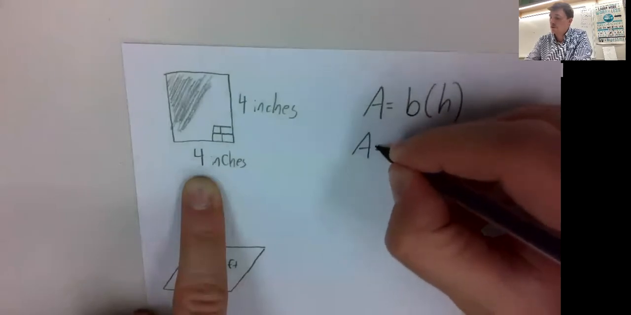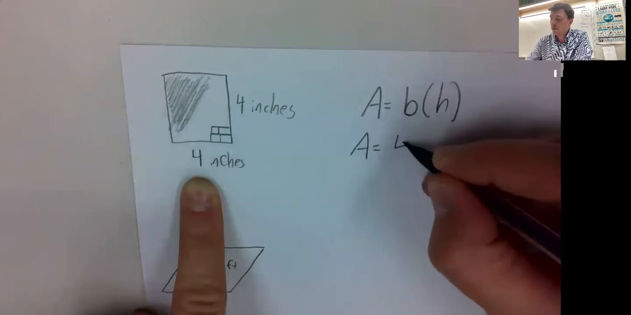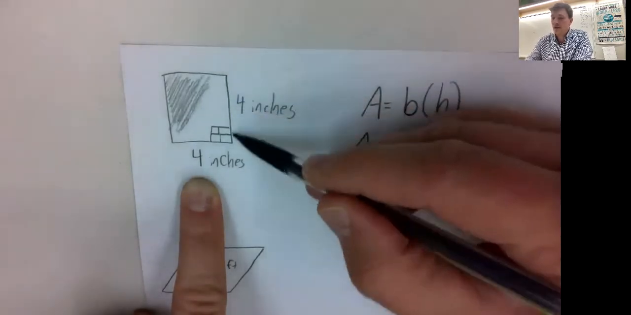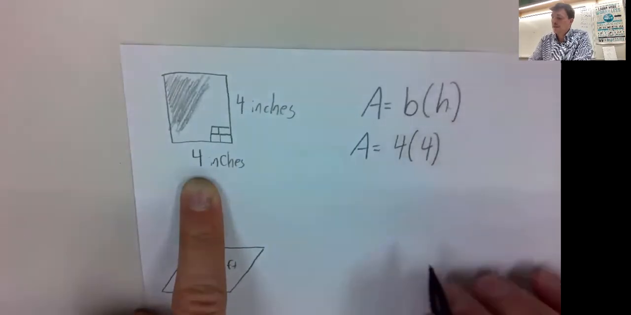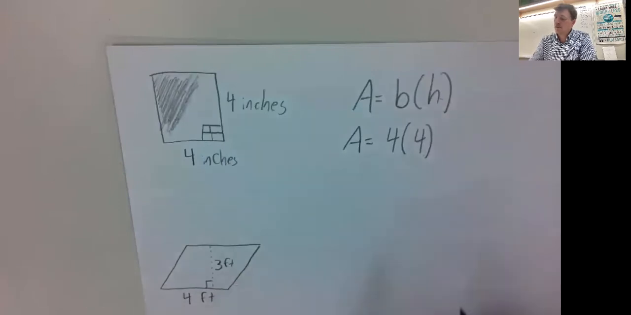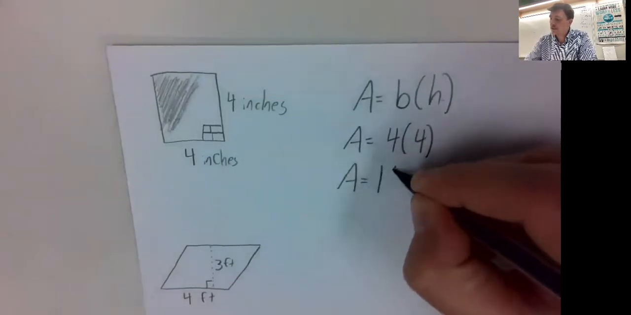So let's fill this in. A is what we're looking for, is base. Well, in this case, the base is just 4. And the height, the H is height, that's also going to be 4. What's special about squares is the base and the height are always going to be the same. So all we need to do now is 4 times 4, A equals 16.